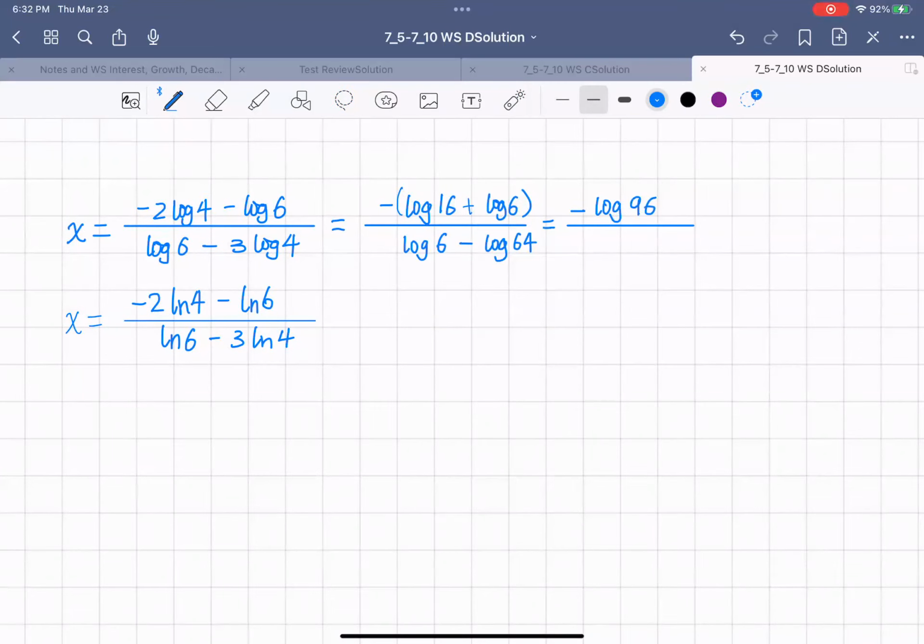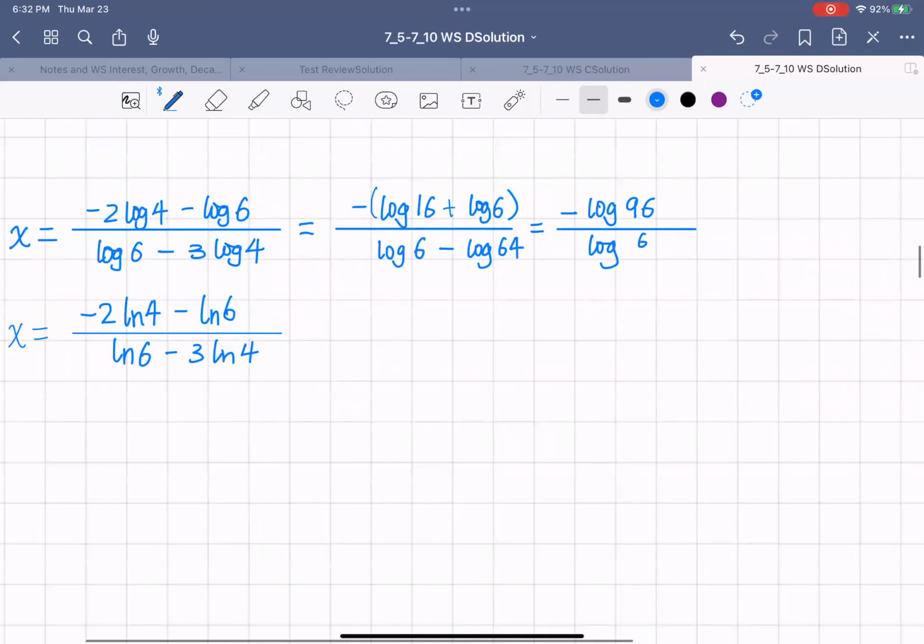Make sense? And then for the bottom, this is log. When you have a minus, what do you do between these two numbers? 6 over 64. Yes, 6 over 64. So this guy is this, and then we have this.